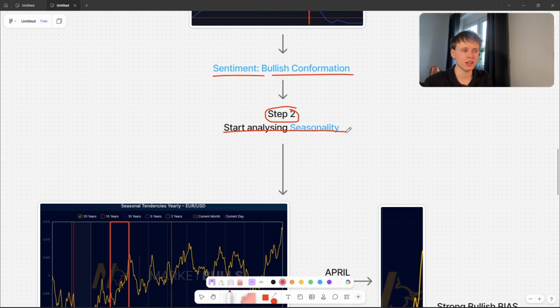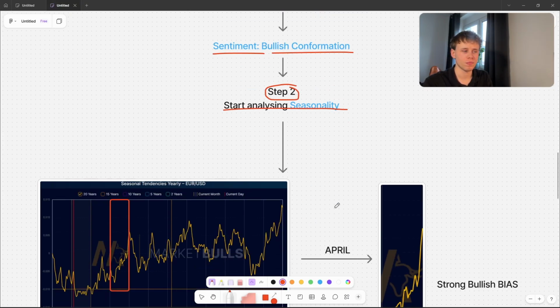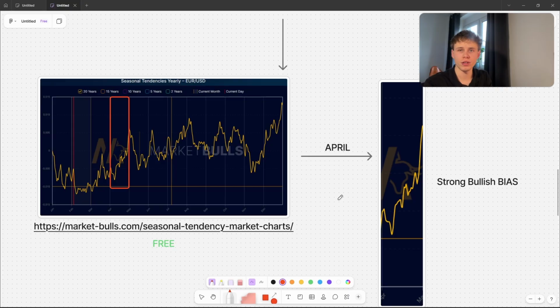Now, as I had the sentiment bullish confirmation, we have to go to step number 2, which is analyzing the seasonality. Seasonality is pretty simple to explain. It's just an aggregated view of the market over the past 20 years. You can have a look on your own on marketbulls.com and then go to the seasonality tendency tab. And then you can see this picture. Here you just want to check the 20 years average. So now you can see over the past 20 years, the euro tends to be heavily bullish in April.